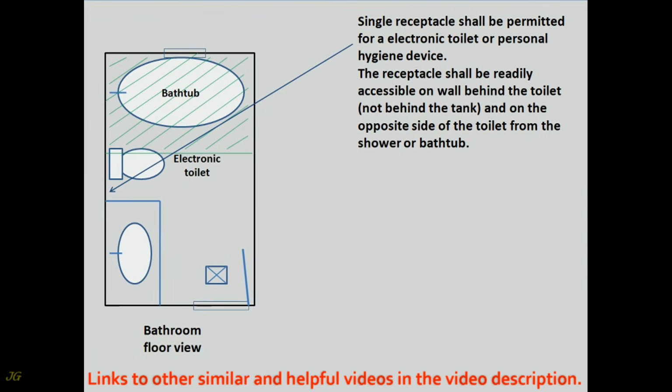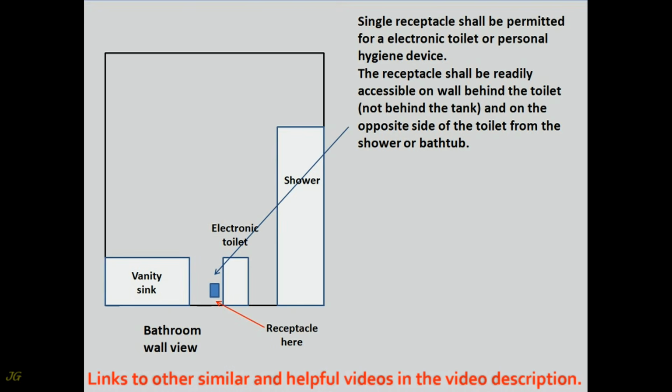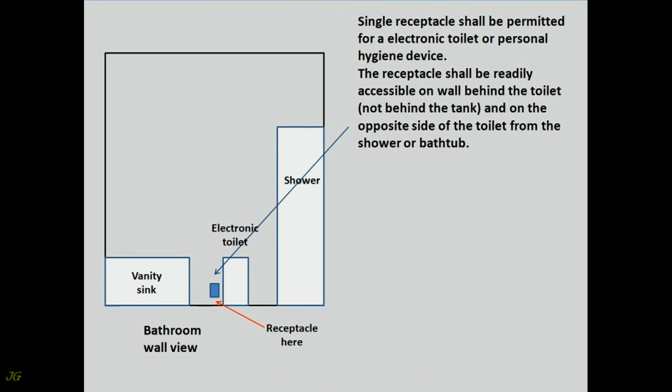A single receptacle shall be permitted for an electronic toilet or personal hygiene device. The receptacle shall be readily accessible on the wall behind the toilet, not behind the tank, and on the opposite side of the toilet from the shower or bathtub.